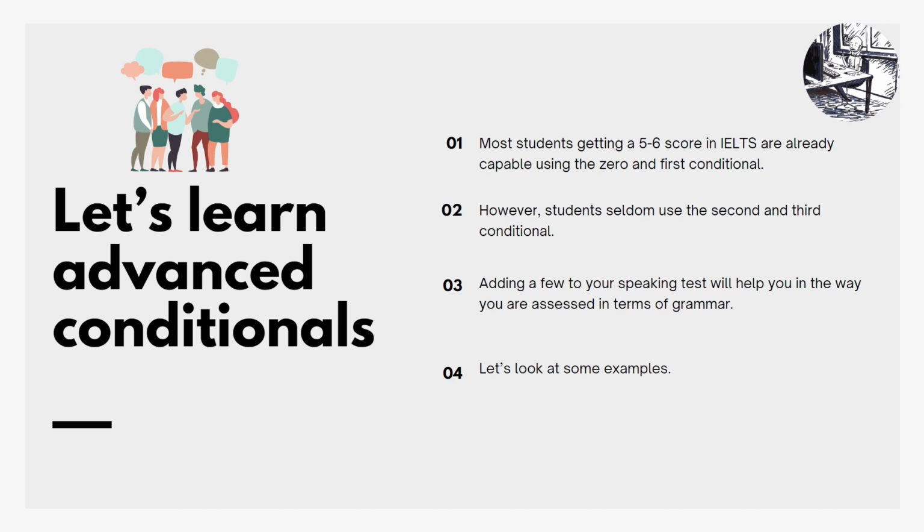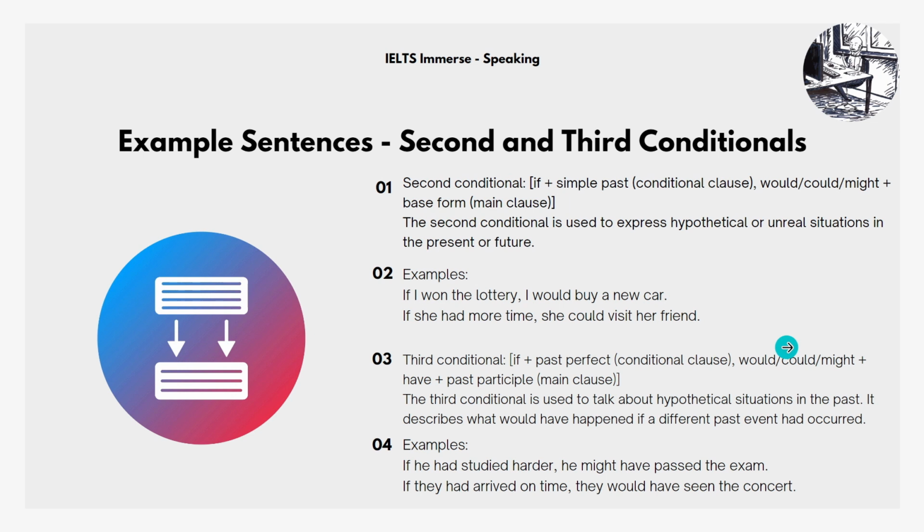Most students getting a 5 to 6 score are capable of using the zero and first conditional, but they don't use the second and third as much. So let's have a look at some examples of those. You already saw a few in the previous slide, but let's have a look at some more. And please write down notes of this. Write them down and remember how to use the second conditional and third conditional.